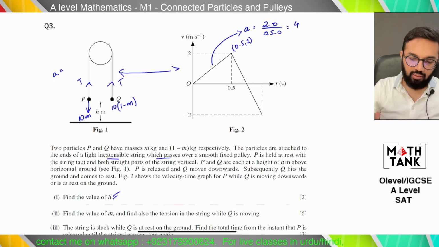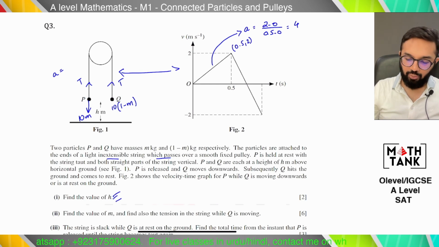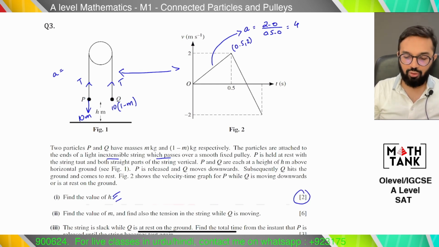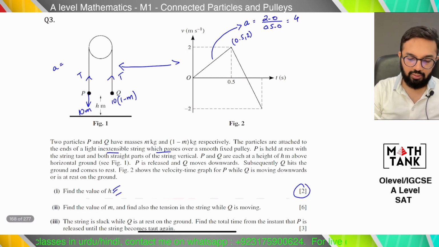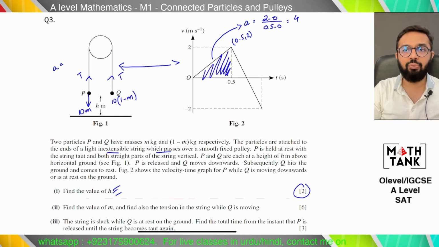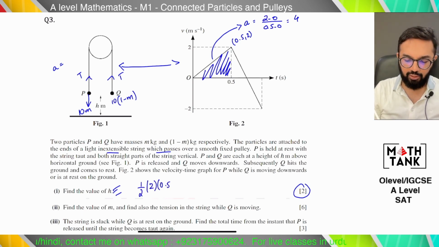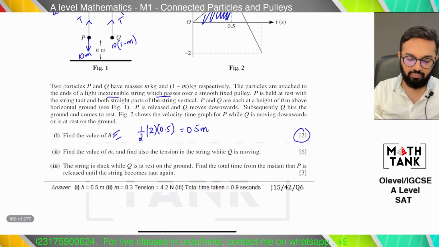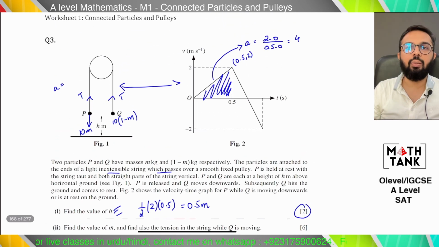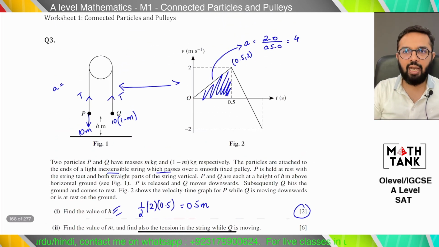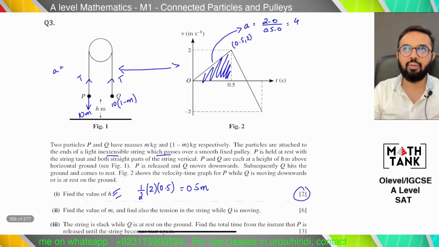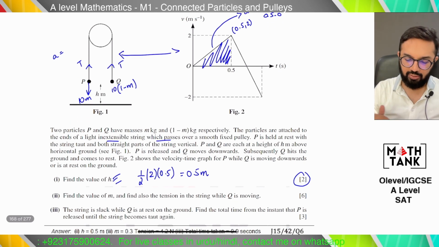Now the first question that I'm asking you for 2 marks is just to find the value of h. So what distance is P moving with this first acceleration? I'm going to say that the area under the graph is going to represent the distance. So half into 2 into 0.5. So that's 0.5 meters. So that was simple. I don't need to go into tensions and accelerations and so on. I found the acceleration though, which is going to be used in the second part.